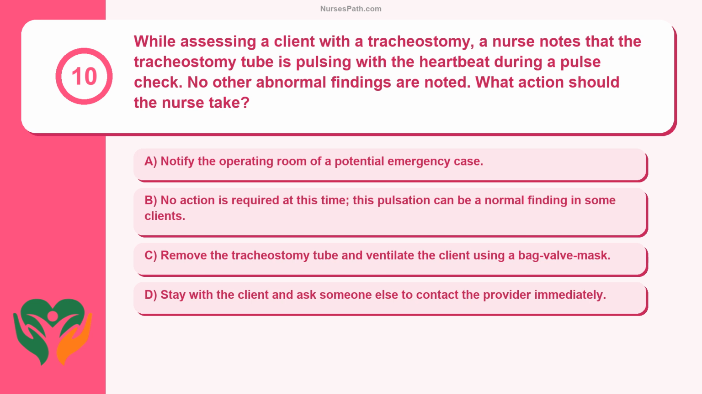Question 10. While assessing a client with a tracheostomy, a nurse notes that the tracheostomy tube is pulsing with the heartbeat during a pulse check. No other abnormal findings are noted. What action should the nurse take? A. Notify the operating room of a potential emergency case. B. No action is required at this time. This pulsation can be a normal finding in some clients. C. Remove the tracheostomy tube and ventilate the client using a bag valve mask. D. Stay with the client and ask someone else to contact the provider immediately.